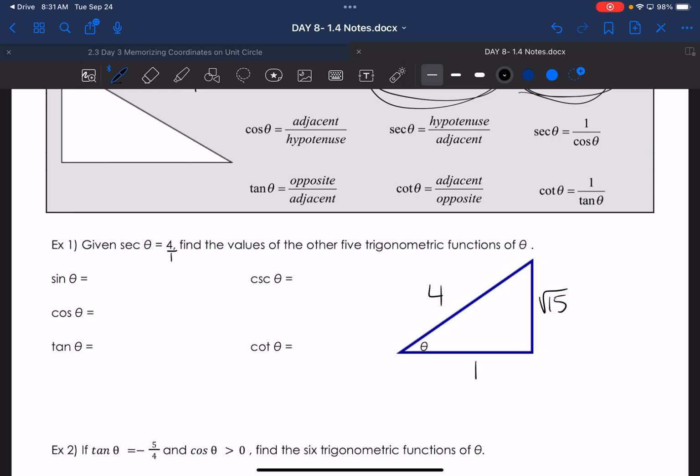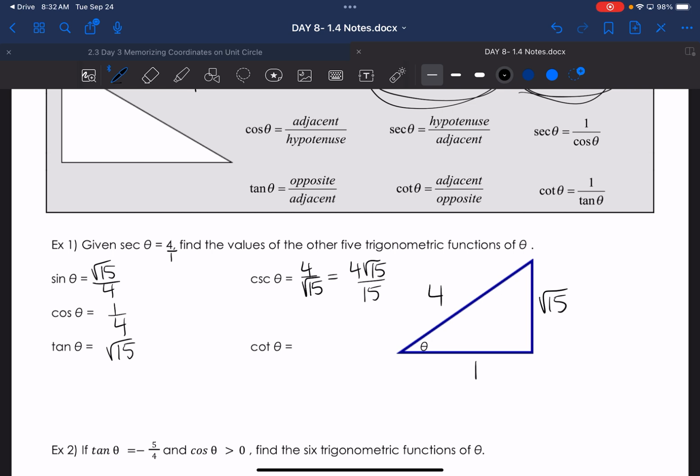Okay. So what would my ratio for sine be? Right? Okay, and cosine would be 1 over 4. And tangent? Right, or just root 15. Okay, and then cosecant would be 4 over root 15, but we can't leave it like that. How do I fix it? Multiply, and we end up with 4 root 15 over 15. Good.